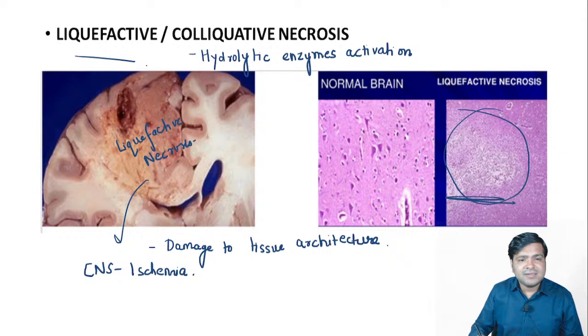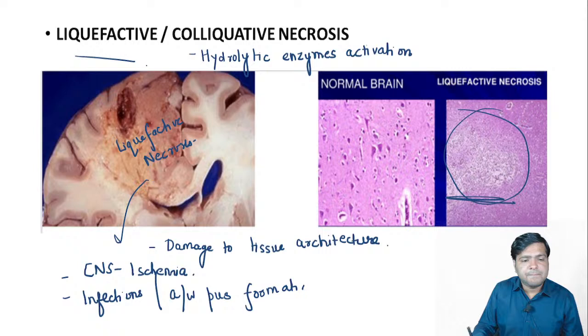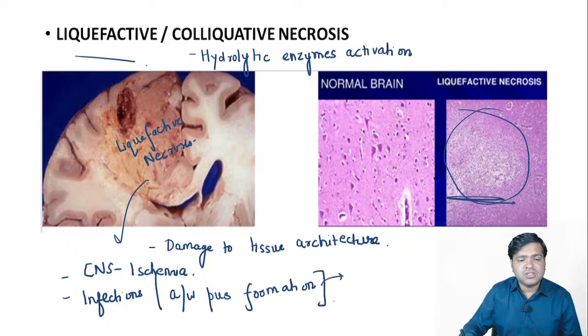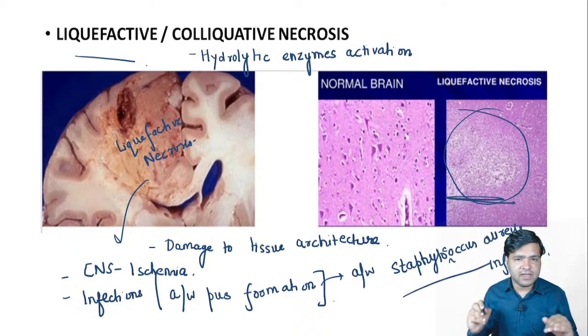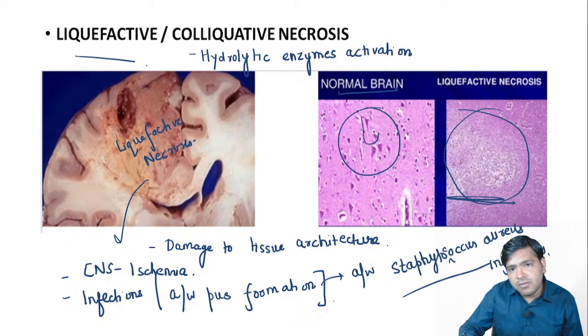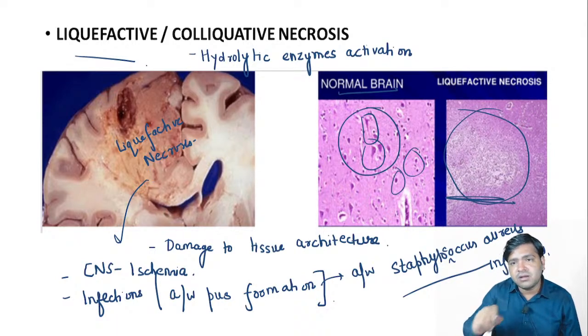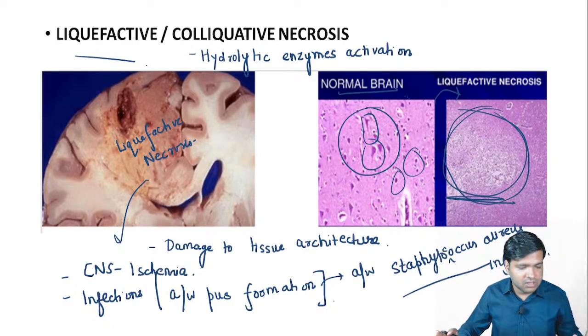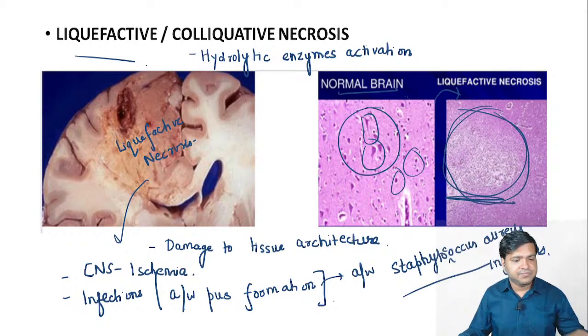It is also associated with infections that are associated with pus formation, guys, and especially these pus formations arising due to Staphylococcus aureus infections. You can see very well this is a normal tissue of the brain, and the neurons you can very well appreciate over here. But when this is exposed to liquefactive necrosis, what will happen? The tissue architecture is completely lost. Yes, Staphylococcus, that's the bacterial infection.